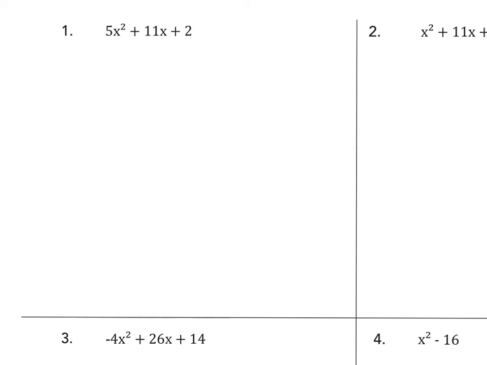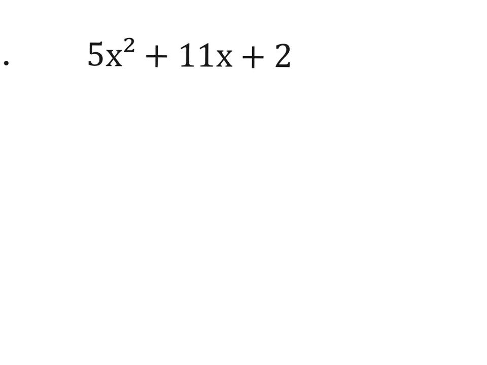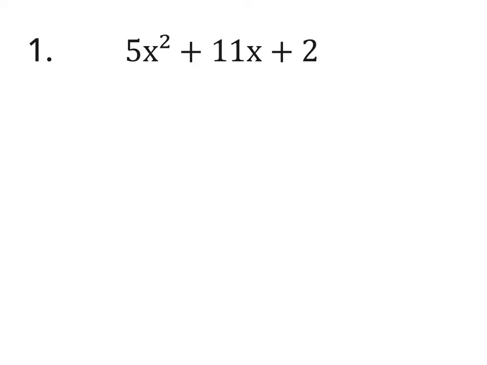Okay, to start, let's look at number 1. 5x squared plus 11x plus 2. The first thing I recommend you always do is identify a, b, and c. A is the coefficient of the x squared term. In this case, a is equal to 5. B is equal to the number that's along with x. In this case, we have b is equal to 11. And c is the constant, so here we have c is equal to 2.